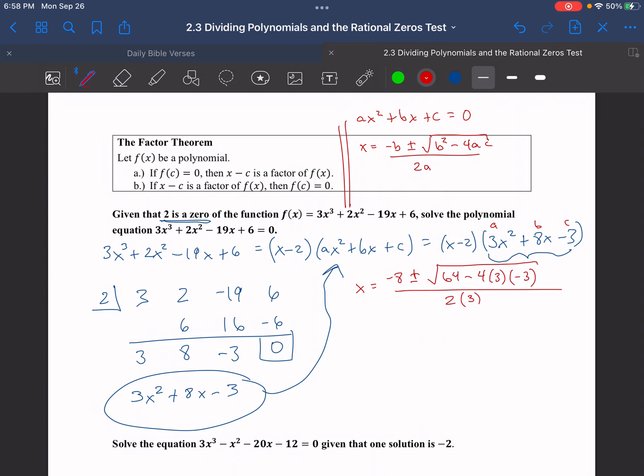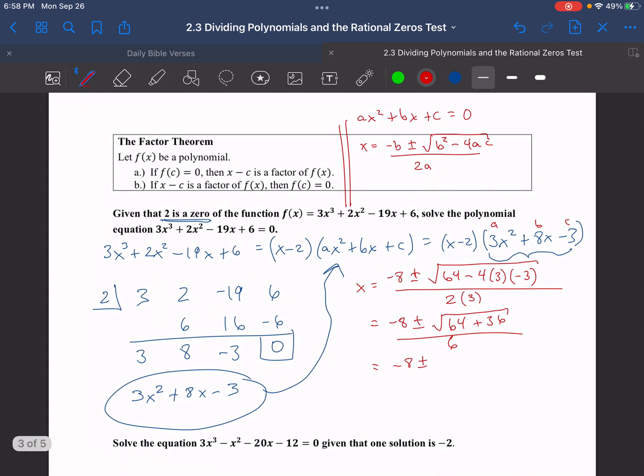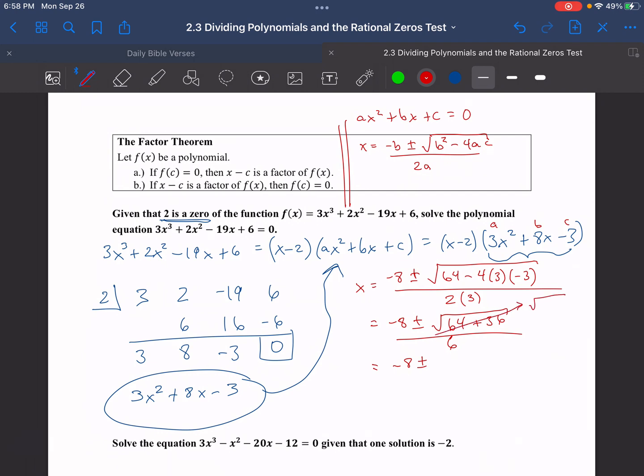Okay? And so doing some solving, negative 8 plus or minus. So here we have 4 times 3 times negative 3. So 4 times 3 is 12, and then 12 times negative 3 is negative 36. So it's 64 minus negative 36, so it's plus 36 like that, all over 2 times 3, which is 6, which then tells us this is negative 8 plus or minus, 64 plus 36. This whole thing right here is just square root of 100. Okay? And so then we've got square root of 100, which is 10 over 6. And so then we have two answers there.